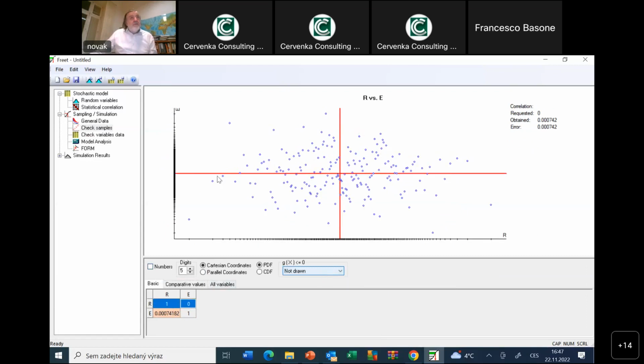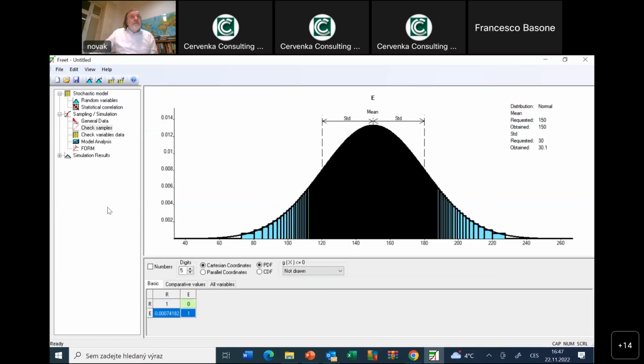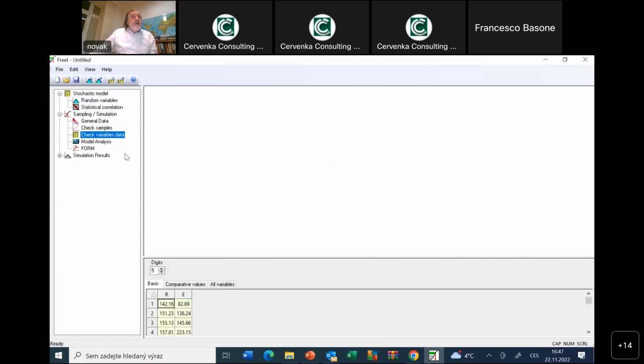It's just a simulation plan, right? Okay. Well, there is a next button, a check of variable data. Some of our users actually use FReET to prepare stochastic realizations only. So these are the columns for resistance and action of the load, and it can be transformed and used in, for example, different software.